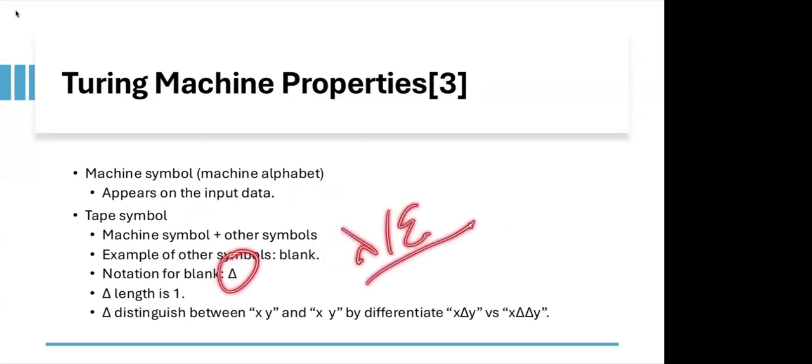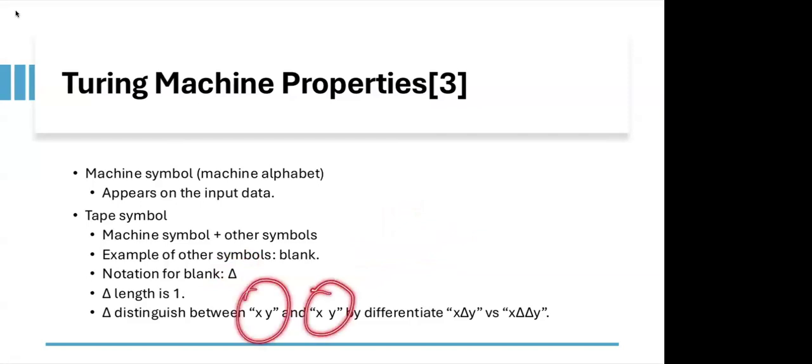Lambda, the empty string, means we have nothing there, which means the length is 0. But delta has length 1. You can think of it as a space. Space is a symbol, right? If you type something, space is a symbol. It is not an empty string. It has a length of 1. So it distinguishes between this and this. Here we write it as x delta y, but this one is x delta delta y. So there are two deltas between x and y.